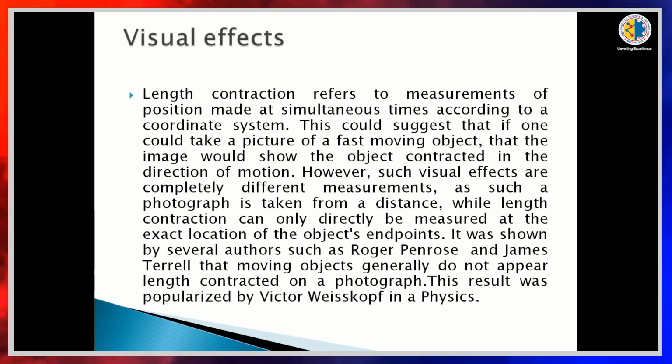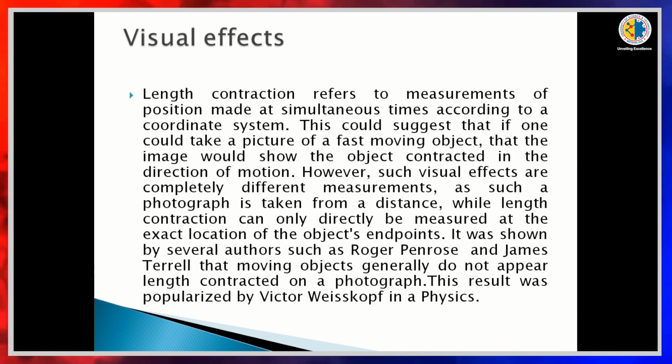Visual effects. Length contraction refers to measurements of position made at simultaneous time according to a coordinate system. This could suggest that if one could take a picture of a fast moving object, the image would show the object contracted in the direction of motion. So, it is another interpretation regarding length contraction.